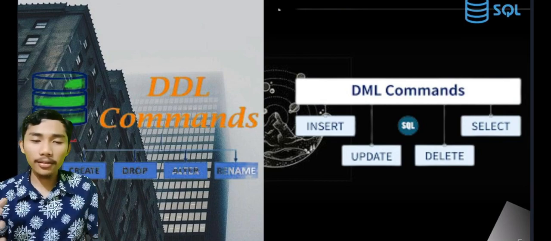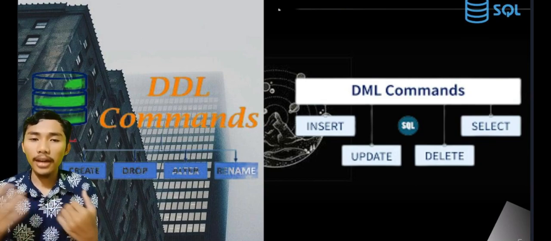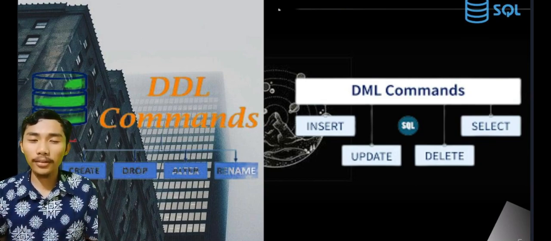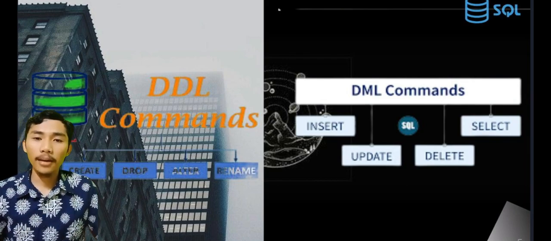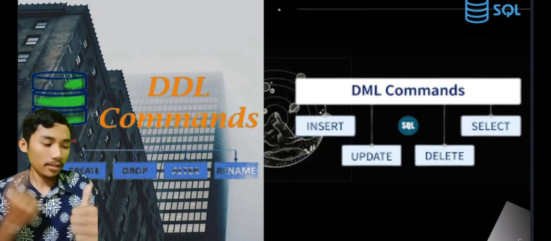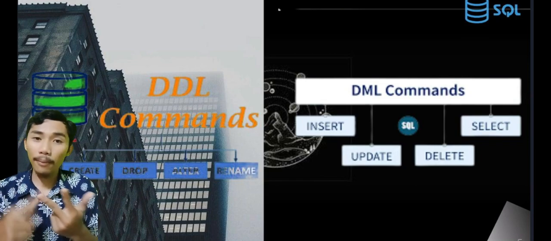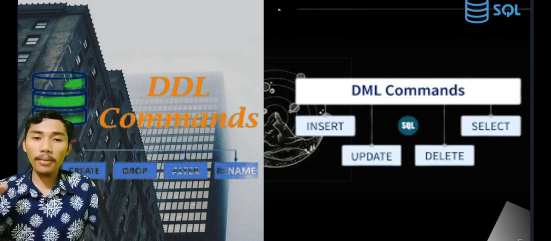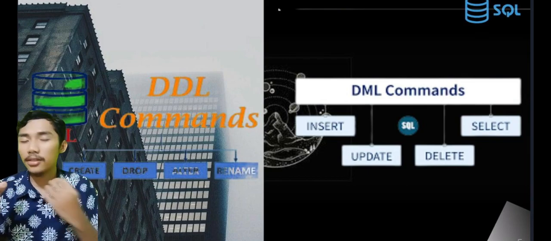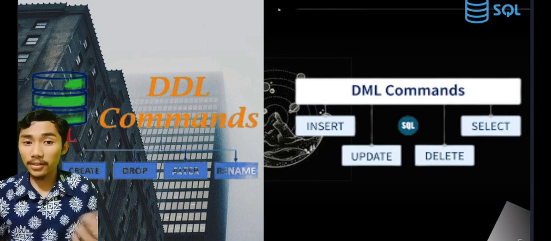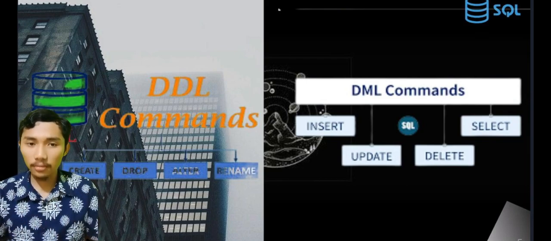Next, I will explain the second topic. The second topic is DML, or Data Manipulation Language. DML commands are used to interact with and manipulate the data within the database. Common DML commands include select, insert, update, and delete. These commands allow you to retrieve, insert, modify, or delete data stored in the database tables. What are select, insert, update, and delete?